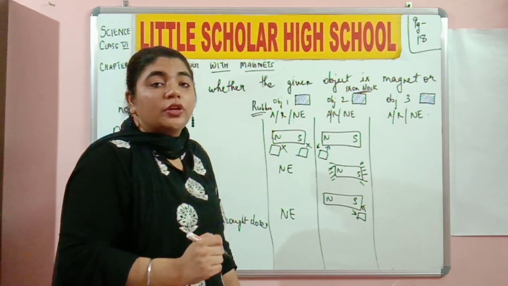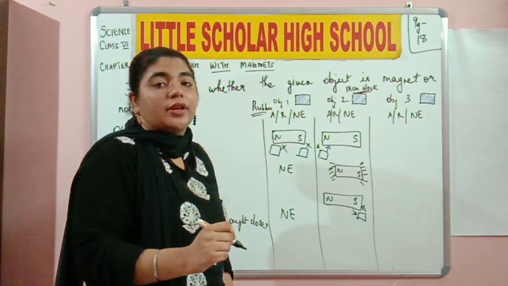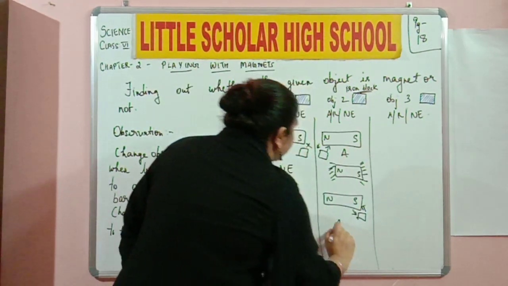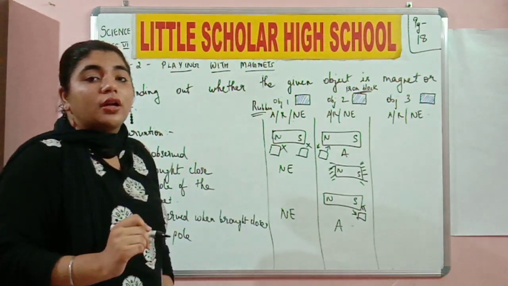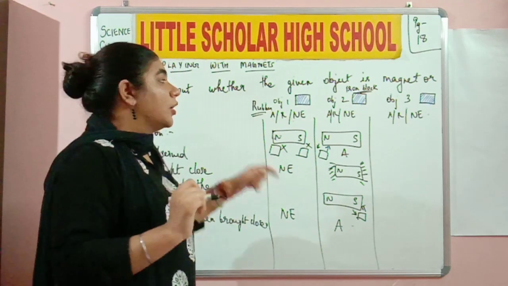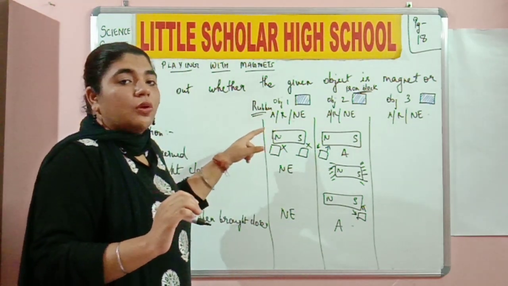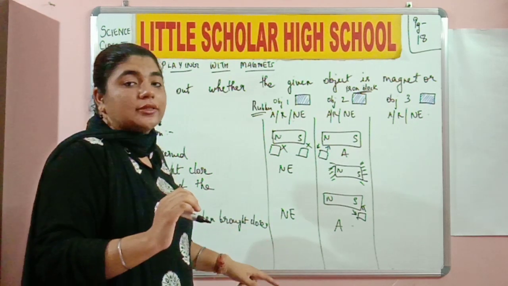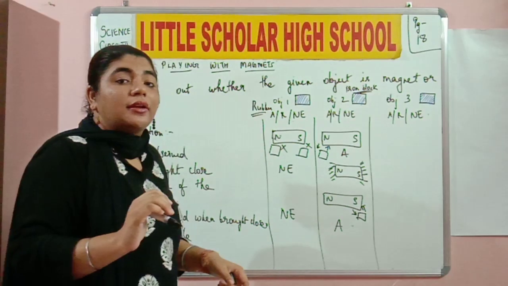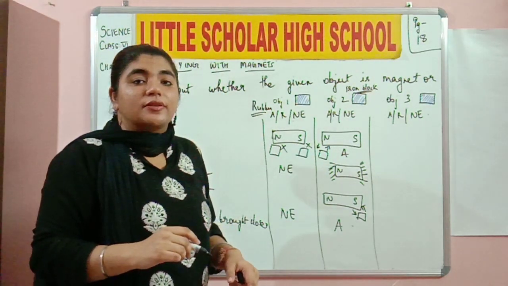So what does this prove? This proves that this object number 2 is actually a magnetic substance. Did you understand? So you will write attraction over here and attraction over here. And what is the conclusion? That object number 2 is a magnetic substance. What did we understand till now? Object number 1 was a non-magnetic substance. Object number 2 is a magnetic substance because it is getting attracted to both the ends. Give me some examples of magnetic substances.